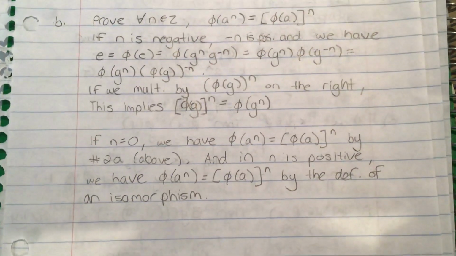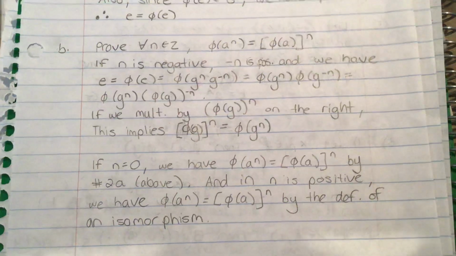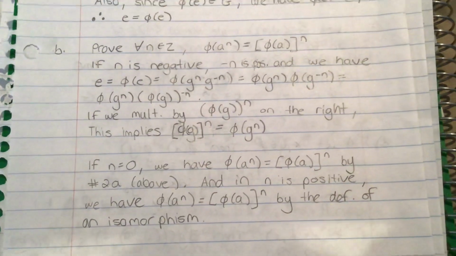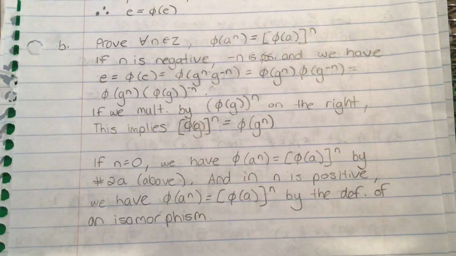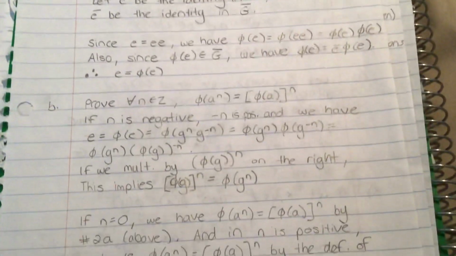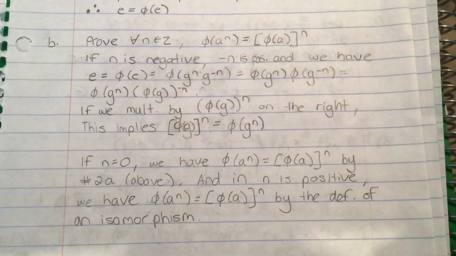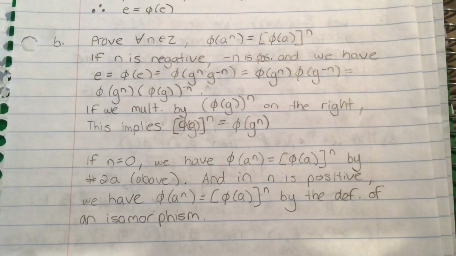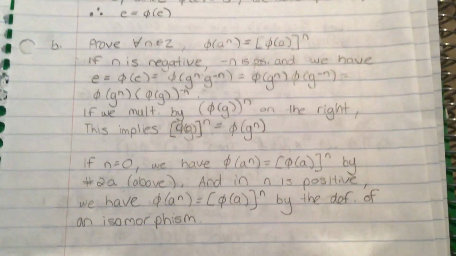Then, we just did a case where n is negative. Now we're doing a case where n equals 0. So if n equals 0, we have theta of a to the n is equal to theta(a) to the nth power by 2a. That's what we did up here. And if n is positive, then we have theta of a to the n equals theta(a) to the nth power by the definition of an isomorphism. So that brings us to part C.